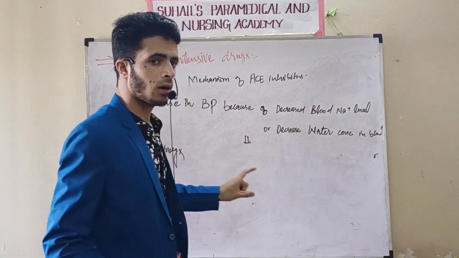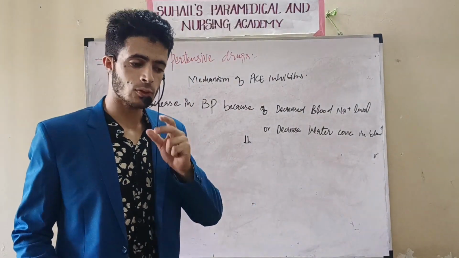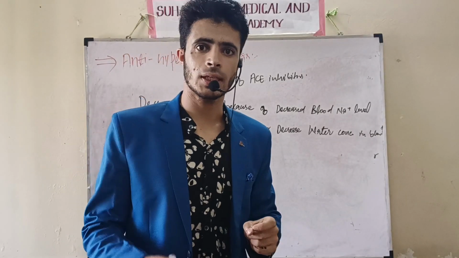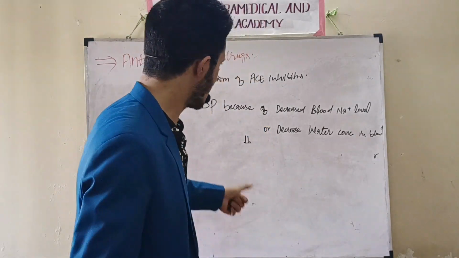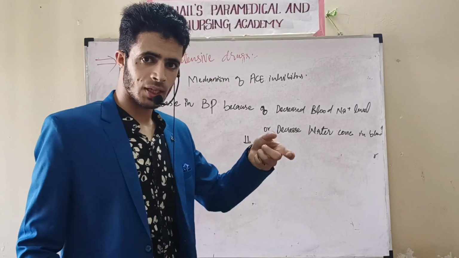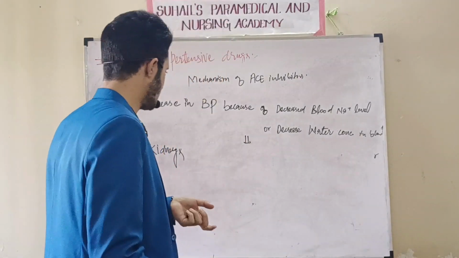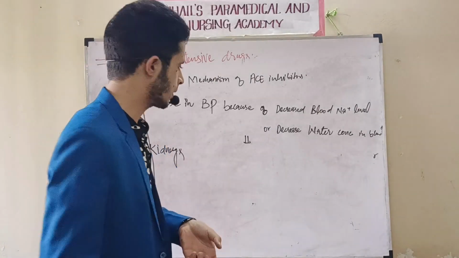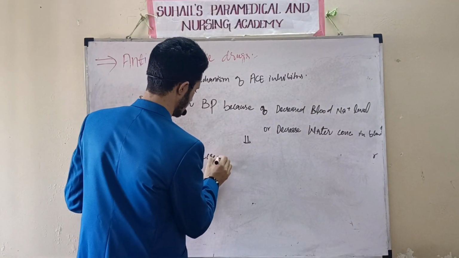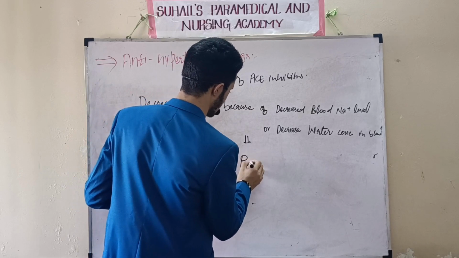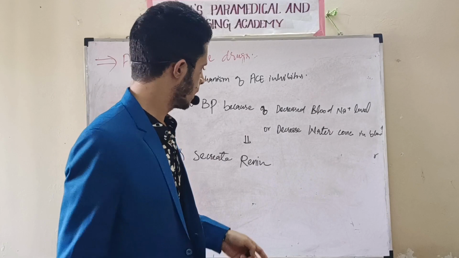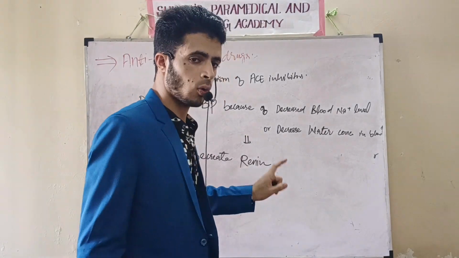The kidneys are having a special type of cells within the kidney which will sense that there is decrease in blood pressure. When the kidney senses that there is decreased blood pressure, that there is decreased blood flow towards the kidney, what happens? The kidney secretes renin. The kidney secretes renin. When the kidney secretes renin, what will happen?